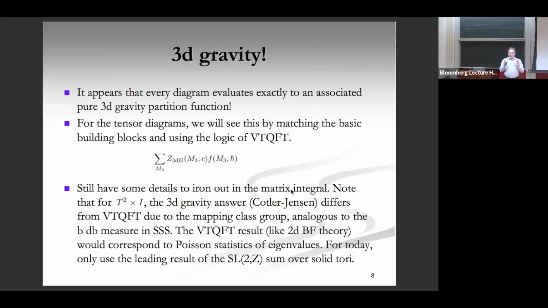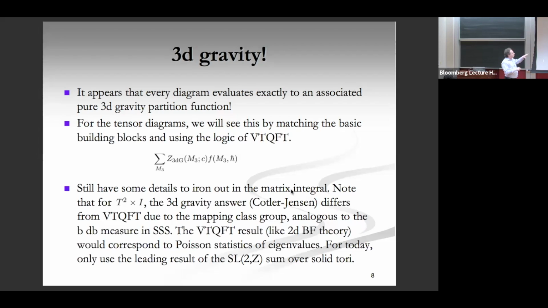And so not only do you get some integrable numbers, but those numbers are actually exactly the same as the pure 3D gravity partition function. So in this topological expansion of the triple line diagram, where every diagram gets mapped to some manifold, the answer for the diagram is the 3D gravity partition function on that manifold.